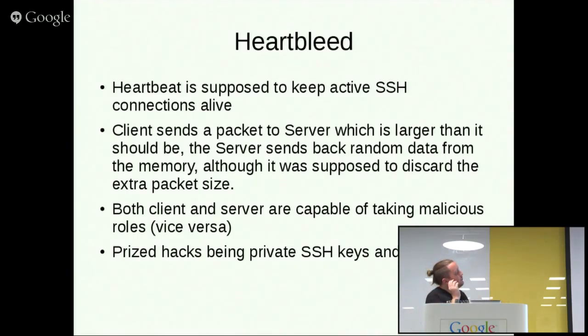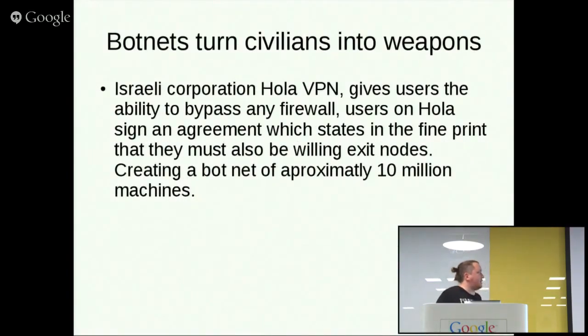So yeah, what it did was it just sent a large packet and got back random data when the packet was too big. And it could also be done by the server to the client. So if you logged into something that was running a Heartbleed exploit, it could grab random bits of memory from your computer. Yeah, looking for SSH keys and stuff like that. So this was only reported in the news a couple weeks ago.